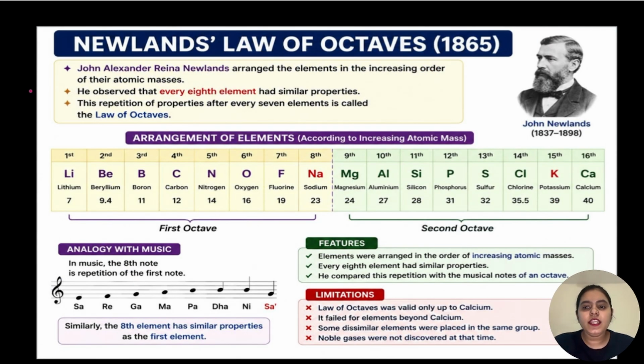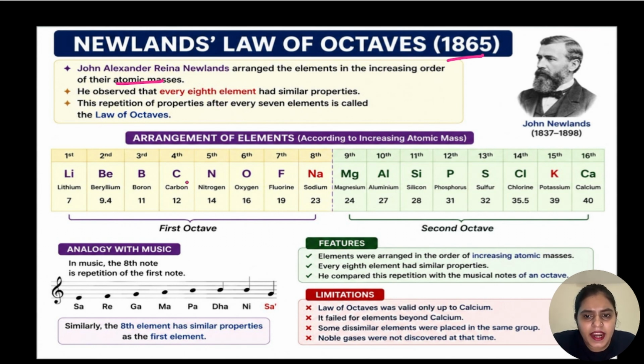Now let's move to the second important attempt to classify elements, that is Newlands Law of Octaves. This classification was proposed by the scientist Newland in 1865. Newland arranged the elements in increasing order of atomic masses. While studying this arrangement, he noticed an interesting pattern. He observed that every 8th element had properties similar to the first element. This repeating pattern became known as the law of octaves, right?